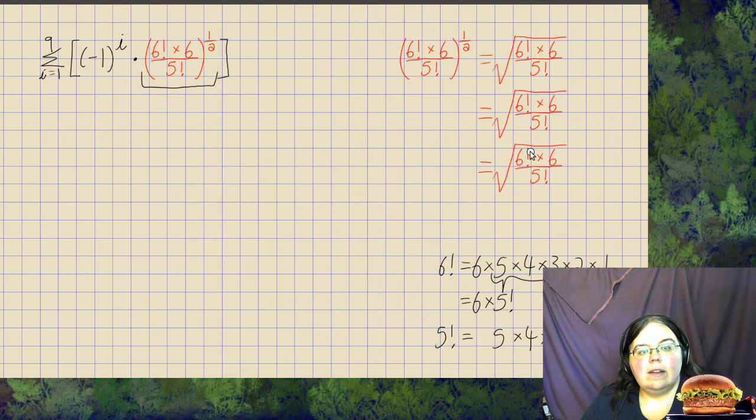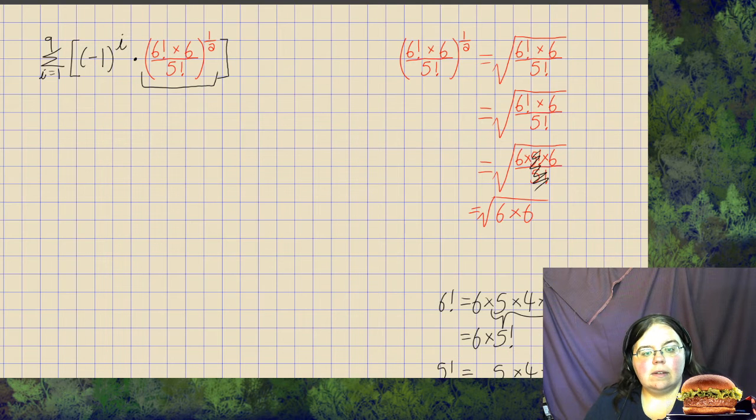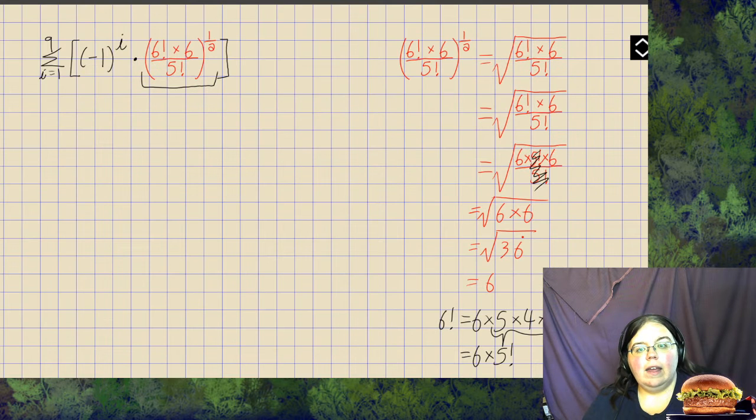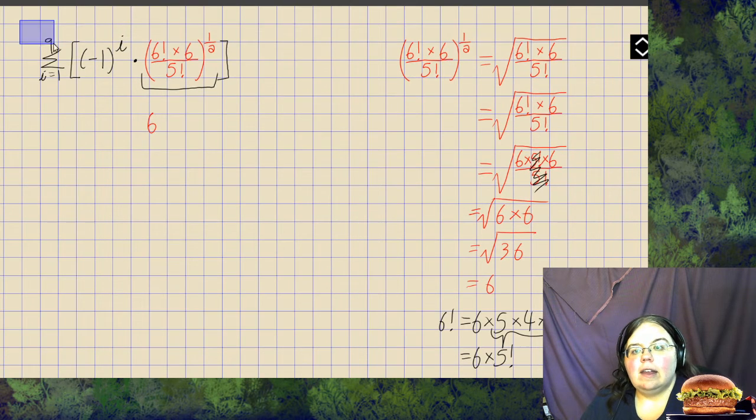So let's scoot this down a bit, and let's plug that back in and see what we can do with it. So what I see here is if we rewrite that 6 factorial as 6 times 5 factorial, then I notice that we've got a 5 factorial and a 5 factorial. We can divide out the both of them. So now what we've got here is the square root of 6 times 6, which is just the square root of 36, which is 6. Okay, so that part is easy so far. And now we have a nicer way we can write this particular factor, because that just simplifies out to 6. And we can copy in the rest of the problem around it.